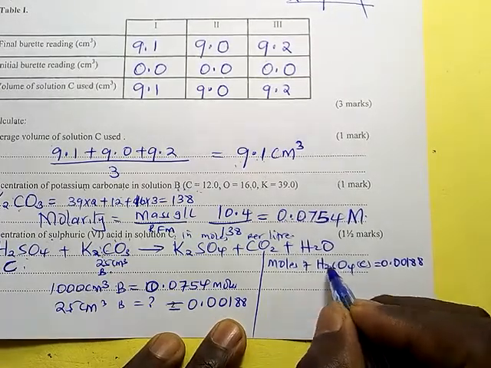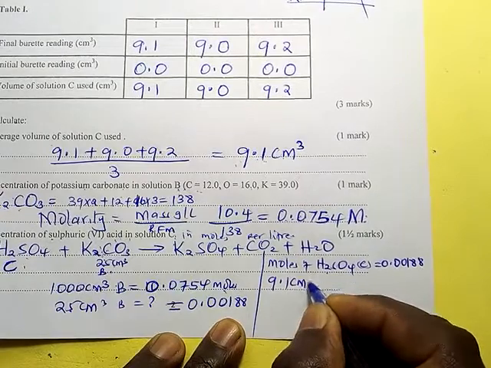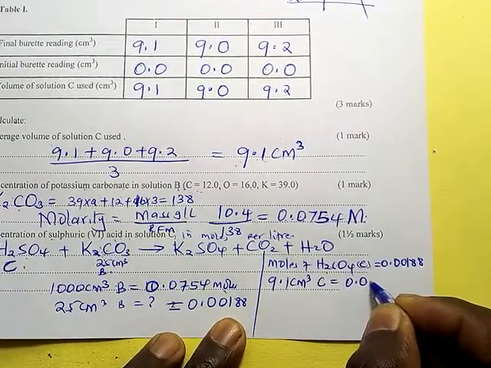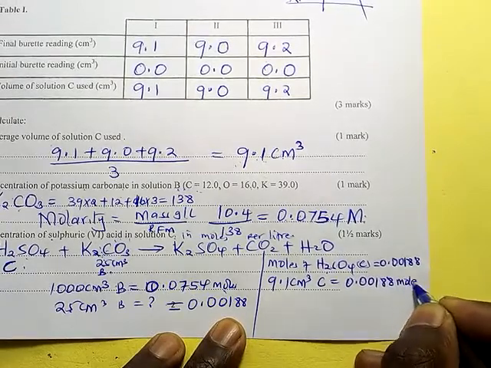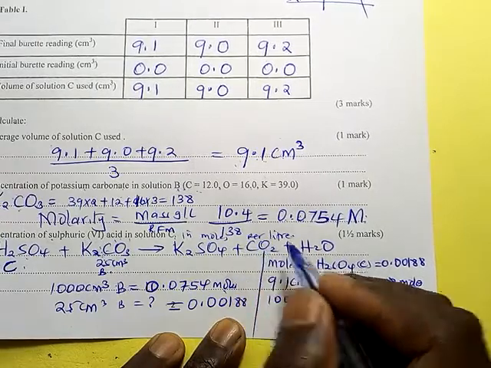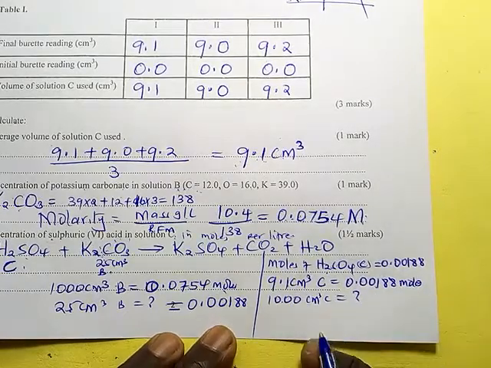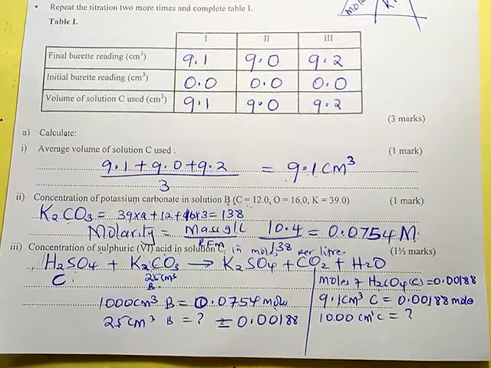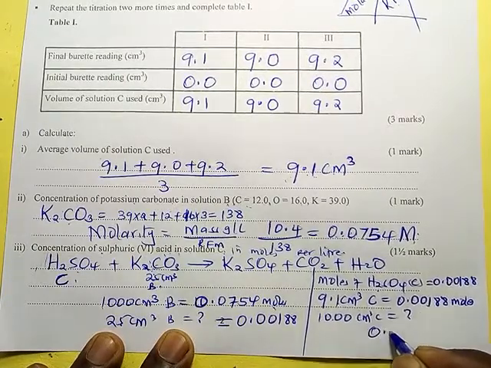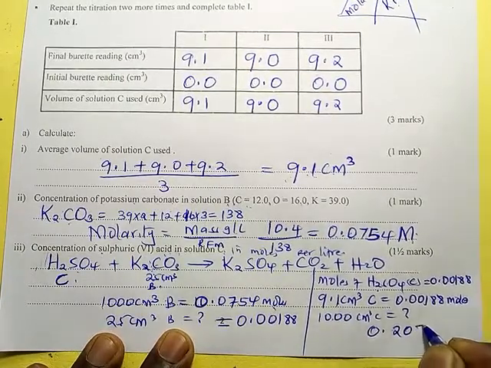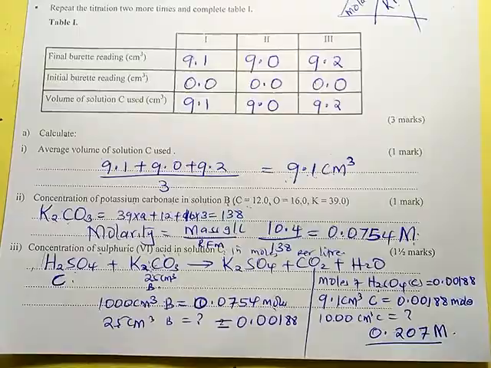But the volume of C that reacted with B is 9.1. Therefore, we say 9.1 centimeters cube of solution C has 0.00188 moles. 1,000 centimeters cube per liter of solution C will contain how much? So it is this times this divided by this. Take your calculator and press. 0.207. That is the molarity of solution C.